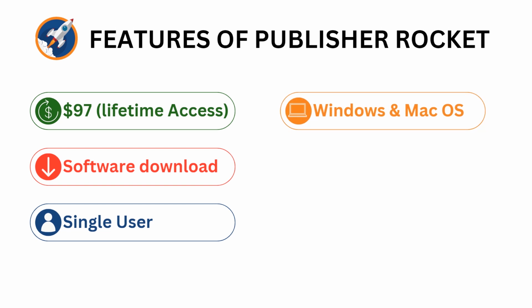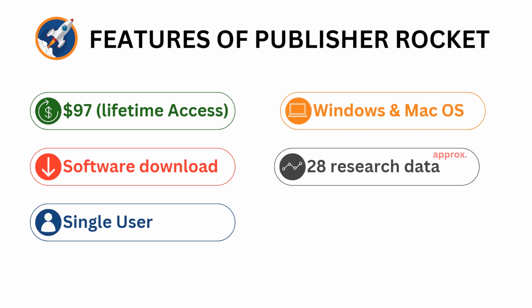Publisher Rocket can work on Windows and Mac OS. If you're using MacBook, if you're using Windows laptops like Lenovo, HP, Dell, and the likes, you can use Publisher Rocket on any of these laptops. In fact, I can virtually say, I don't know all laptops, but I know we have Windows and Mac as the most popular operating systems on laptops, and everybody uses one of these. So you can have Publisher Rocket on any of these systems, any of these devices. Publisher Rocket has approximately 28 research data.